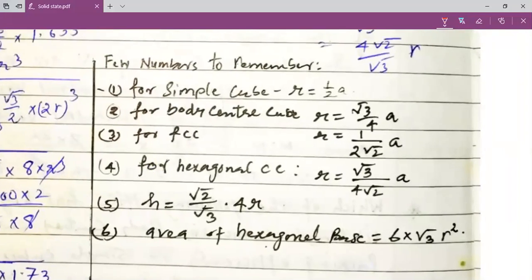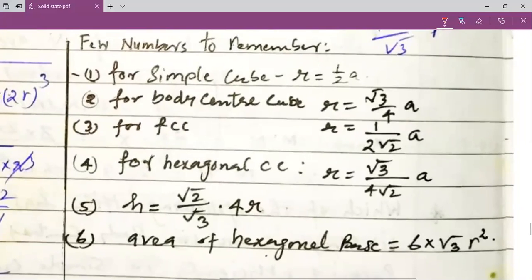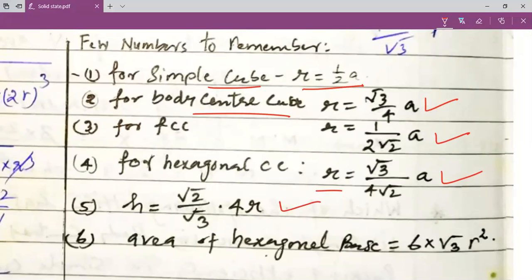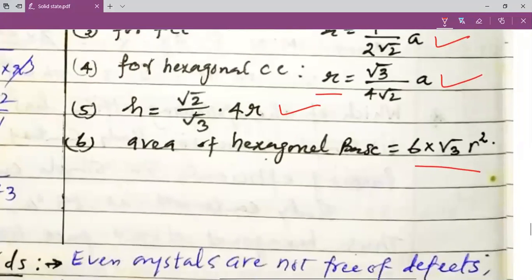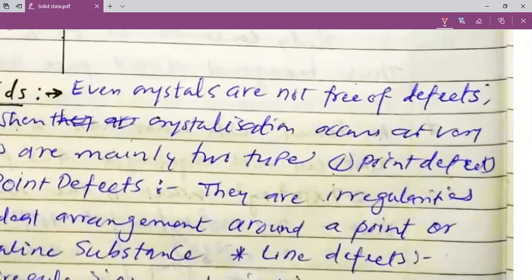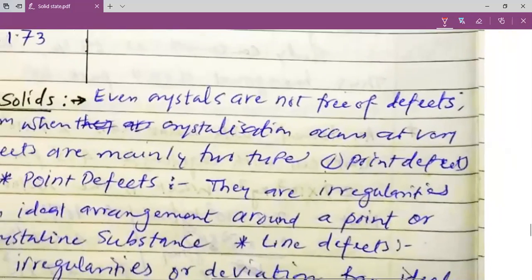This information, my dear students, I shared with you just in the beginning of today's class discussion. But please remember, for simple cubic, r is equal to a by 2. For body centered, r is equal to root 3 by 4 a. For face centered cubic cell, r is equal to a upon 2 root 2. For hexagonal close packing, the formulas are as given: h is equal to root 3 by root 3 for r, and the area of the hexagon is 6 multiplied by root 3 r square. So these are the values which may be useful, and you can use them here and there.